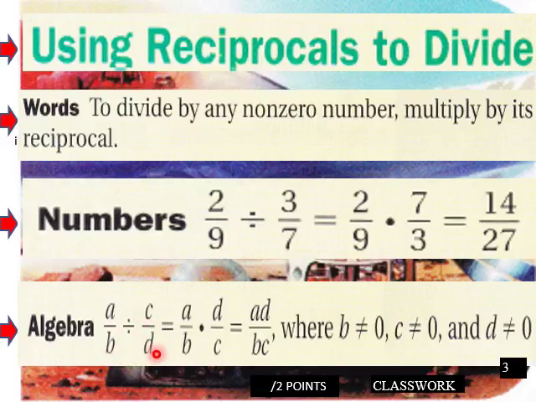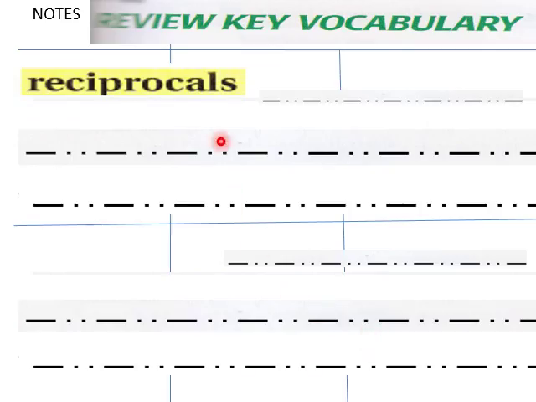And then this is the situation here. A over B divided by C over D is A over B times D over C. We just flip your divisor here and multiply, invert and multiply, and we get that. And then here are our restrictions there. Students, in your own words, define reciprocal.